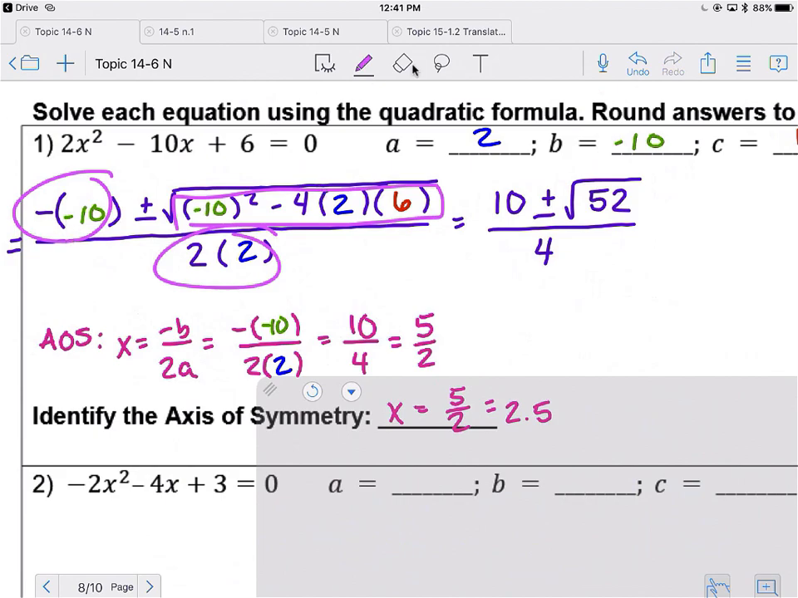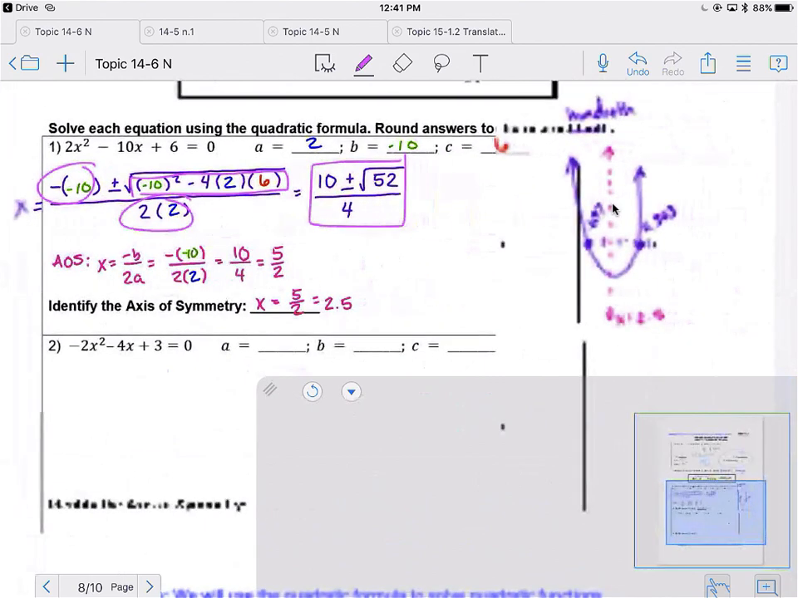So negative, negative is a positive. 2 times 2 is 4. And then you plug all of this in. I'll show you that in a minute. You plug all of that in and you get the square root of 52. Now the square root of 52 doesn't work nicely, so we stop there, and that's our solution.